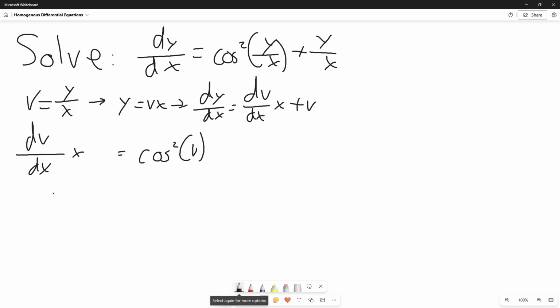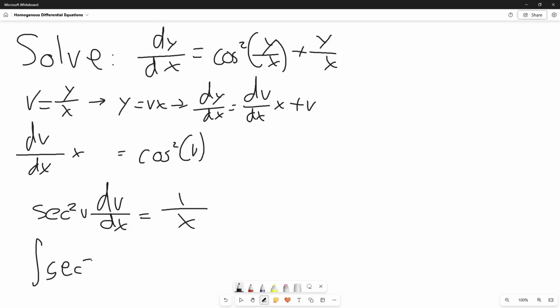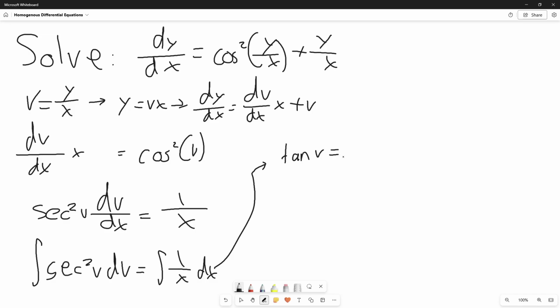And then move the function of v to the other side. And this turns into secant squared v dv over dx is equal to 1 over x. And then now you integrate both sides. So the integral of secant squared v dv is equal to the integral of 1 over x dx. The integral of secant squared v dv is tan v, and that's equal to ln absolute value of x plus c.